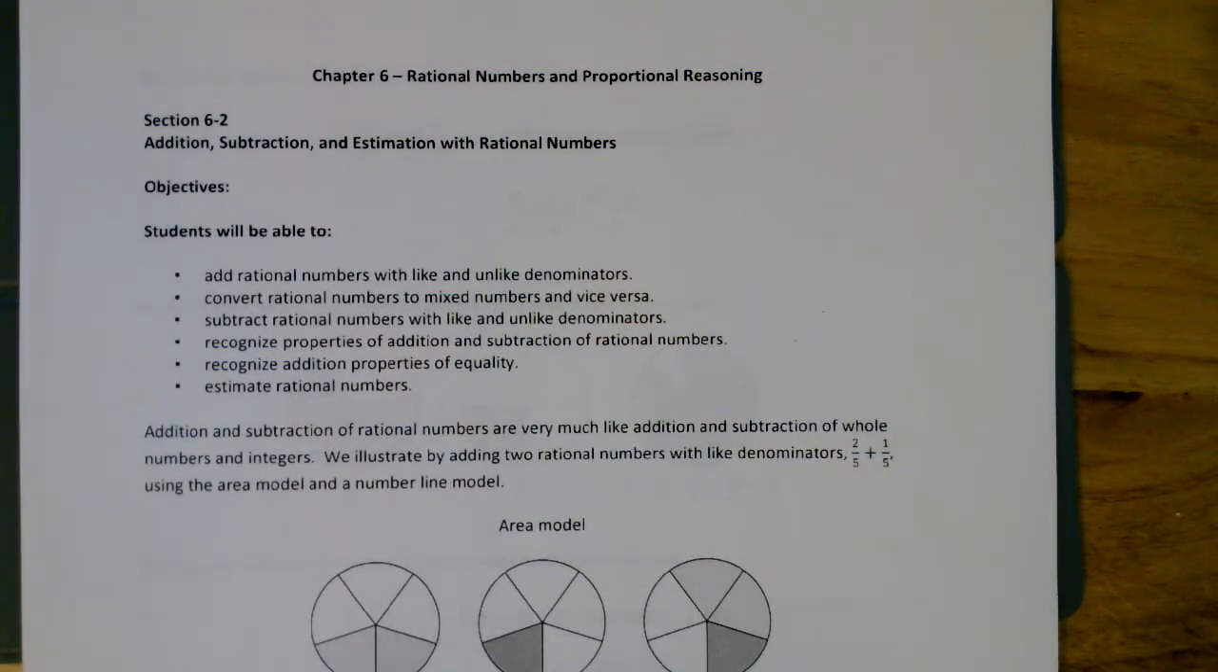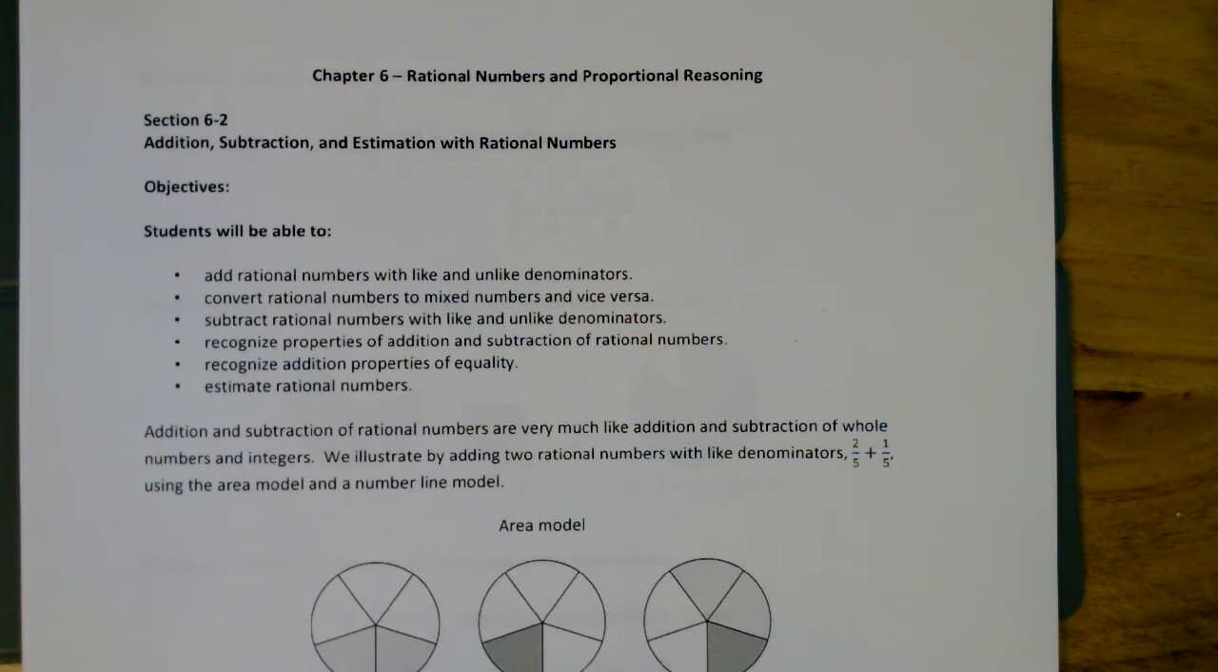Okay, in this video, we're going to discuss section 6-2, dealing with addition, subtraction, and estimation with rational numbers. In this video, we'll talk about how to add rational numbers with like and unlike denominators, also convert rational numbers to mixed numbers and vice versa. Also, we'll subtract rational numbers with like and unlike denominators. Also, we'll recognize properties of addition and subtraction of rational numbers. Also, recognize addition properties of equality and estimate rational numbers.